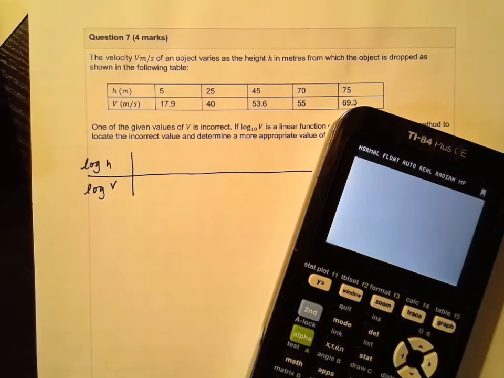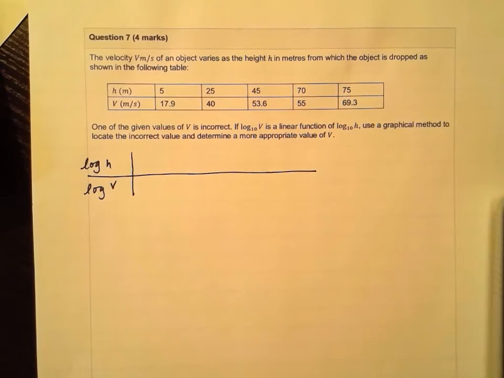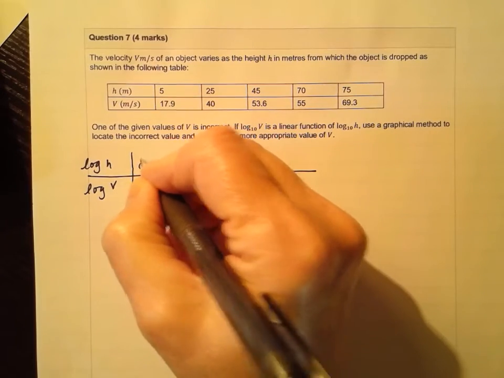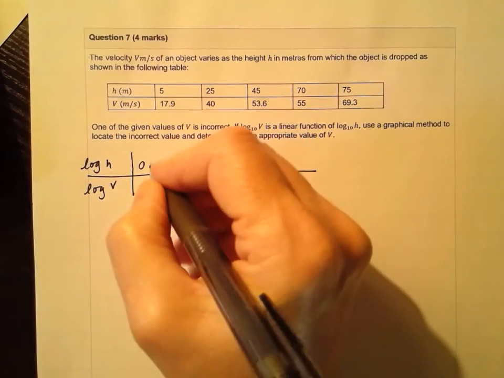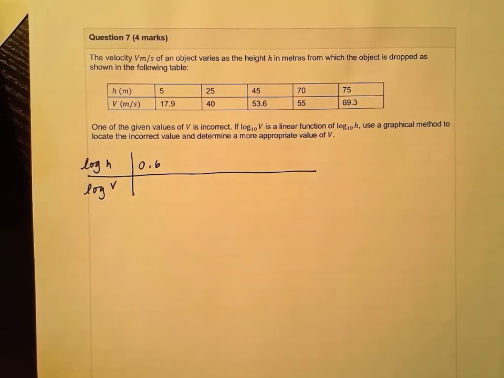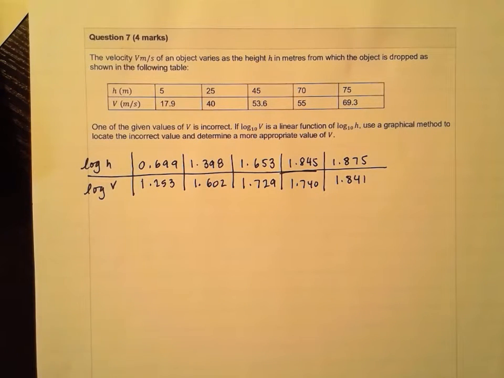I just typed in log 5, etc. Okay, and I used about 3 decimal places. So I typed all those in, just log of each one of those, log base 10. And I'm going to pause and write those out for you. Okay, so that's the table I got by just doing the log of each one of those.